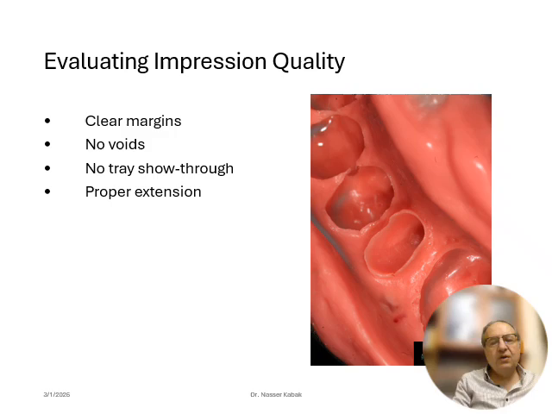How to evaluate the quality of the impression? We should obtain clear margins, no voids, no tray show through. This means that the impression material should cover all the tray. If there are places where the tray is visible, this means that this part was pushing hard on the tissues.